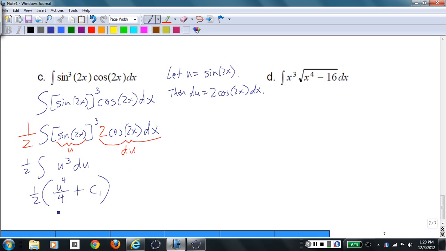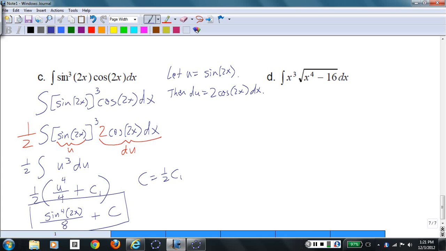So it looks like it's going to be, how to say this? The u was sine of 2x, so it's going to be sine to the 4th power of 2x over 8 plus c, where c equals 1/2 c sub 1.